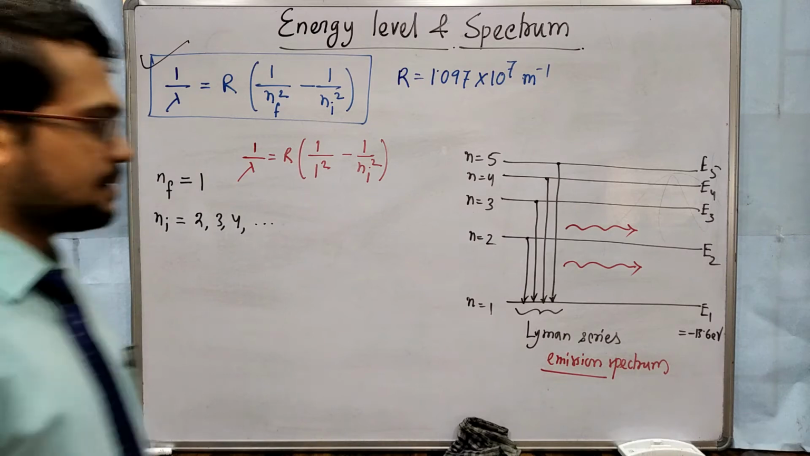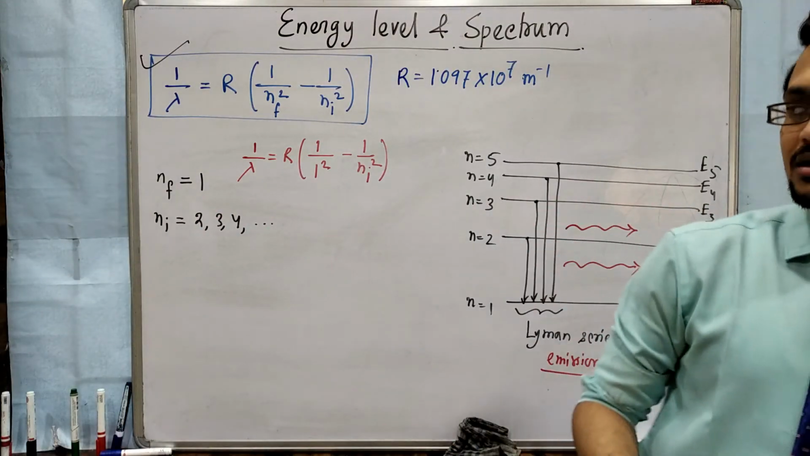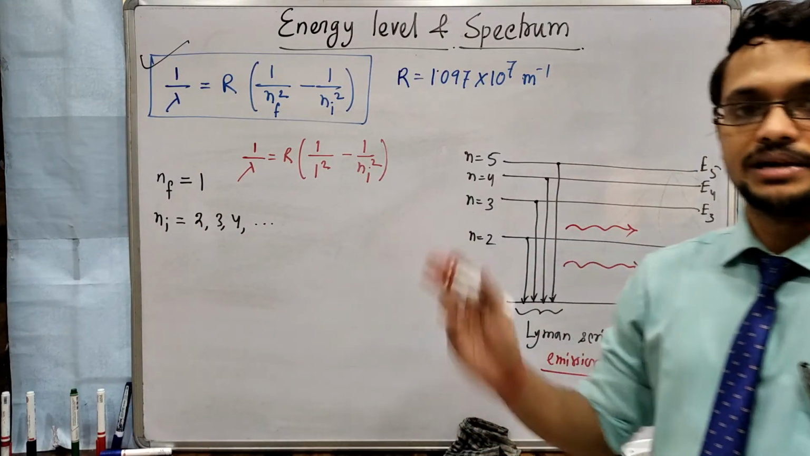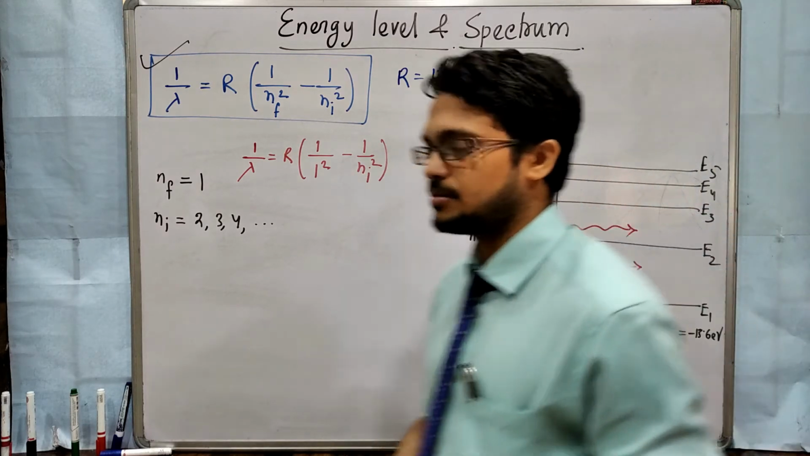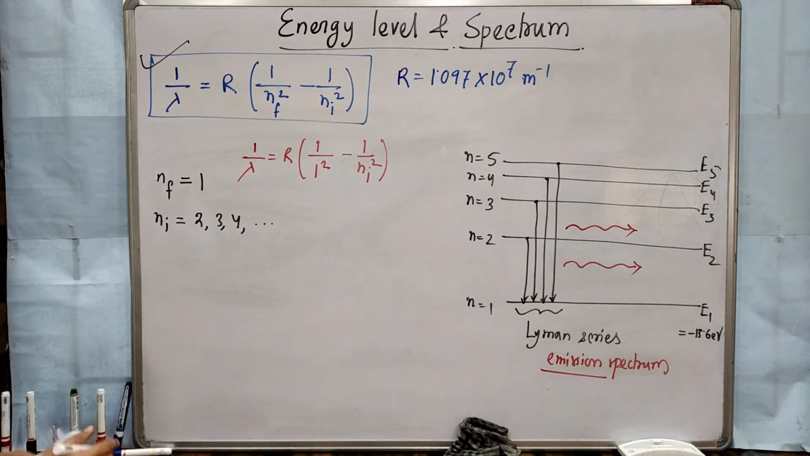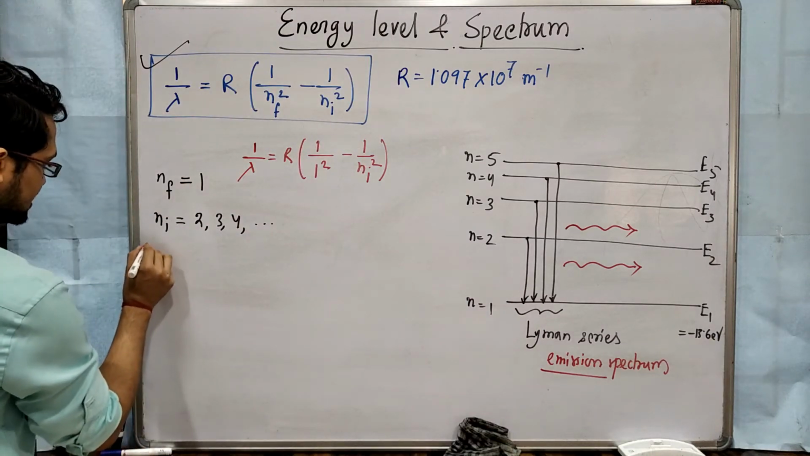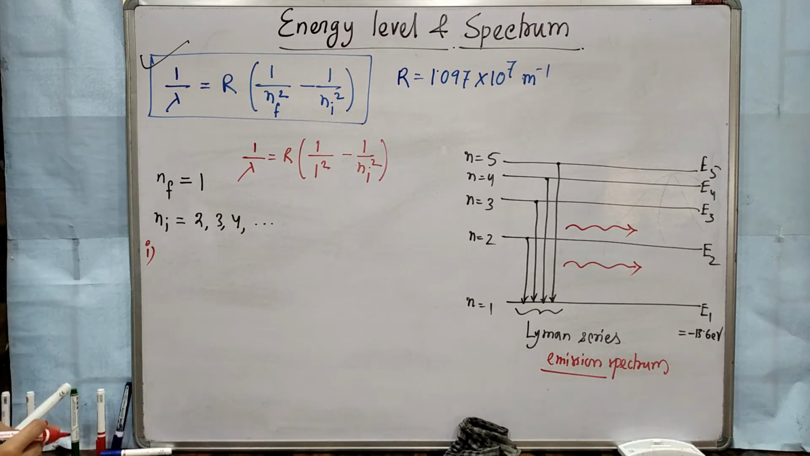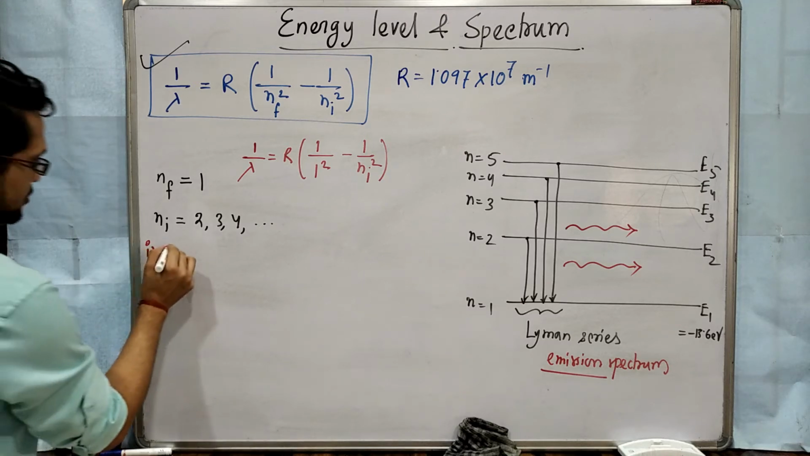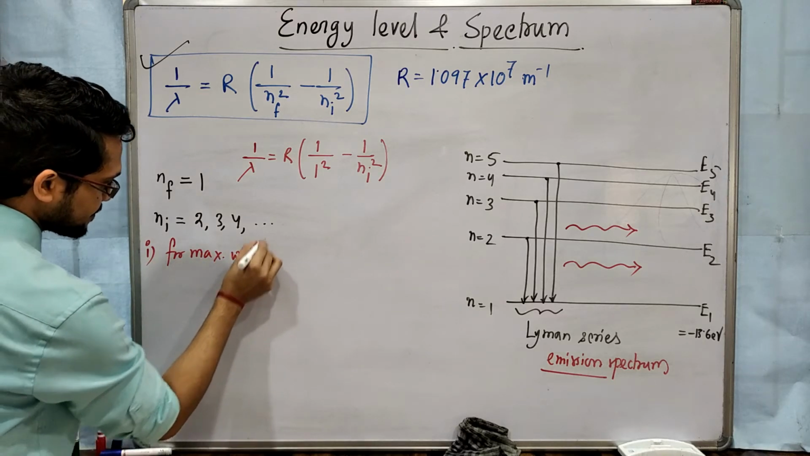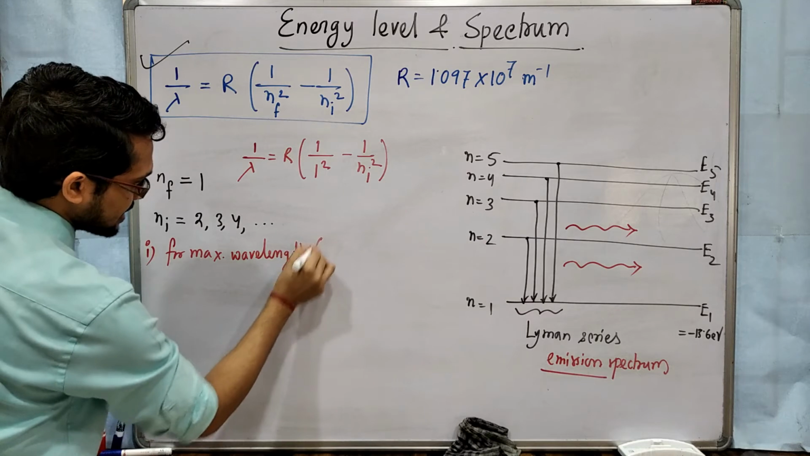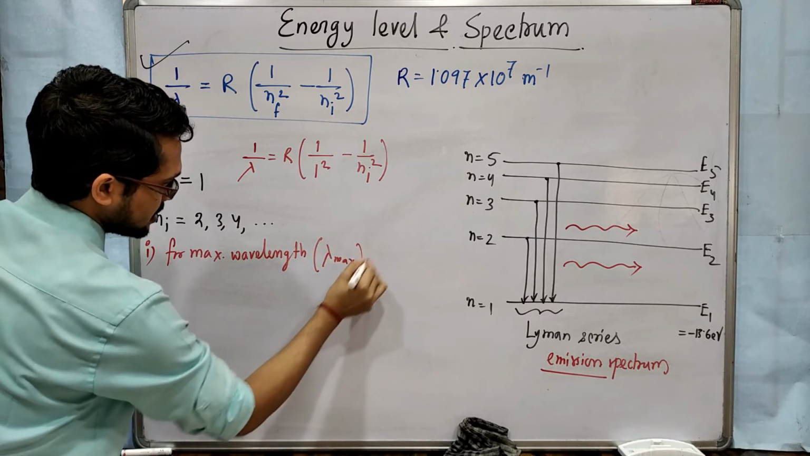Here the important question is, you will be asked to find the maximum and minimum wavelength of the Lyman series. So how will you find the maximum and minimum? I am just giving the concept, the calculation I am not doing here, you will do that. So for maximum wavelength, lambda max, look at the equation.